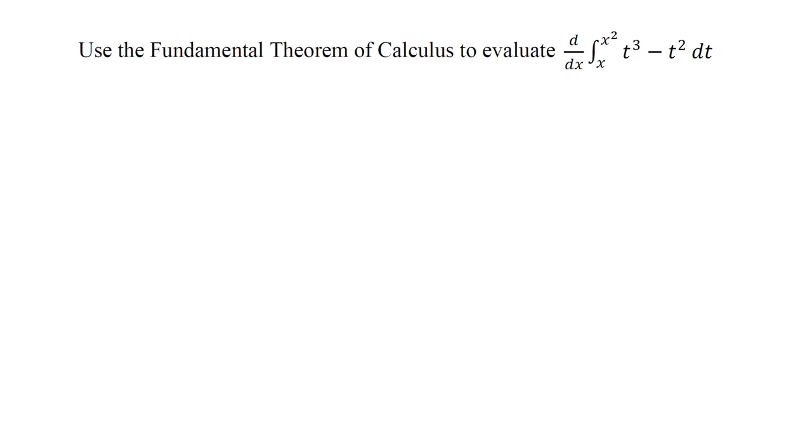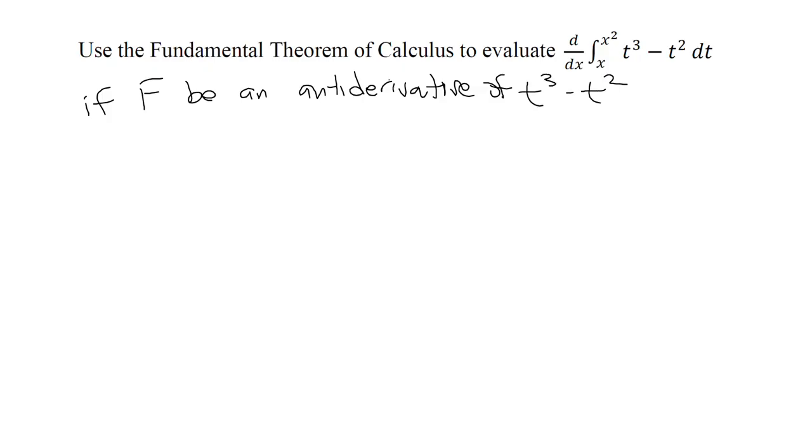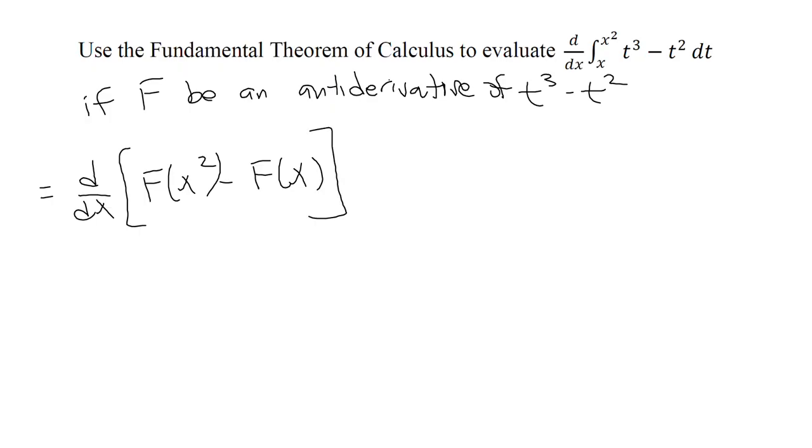All right, for our next one, again, we'll let capital F be an antiderivative of t cubed minus t squared. And what this then ends up becoming is the derivative with respect to x of capital F of x squared minus capital F of x. No constants this time, right?